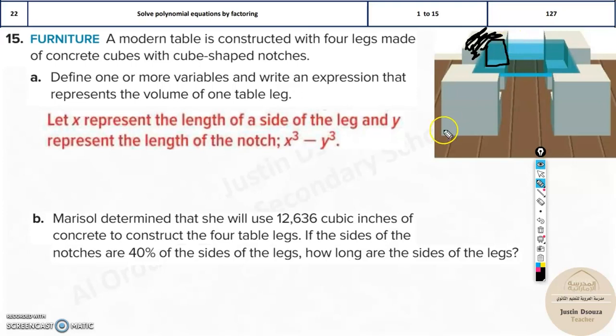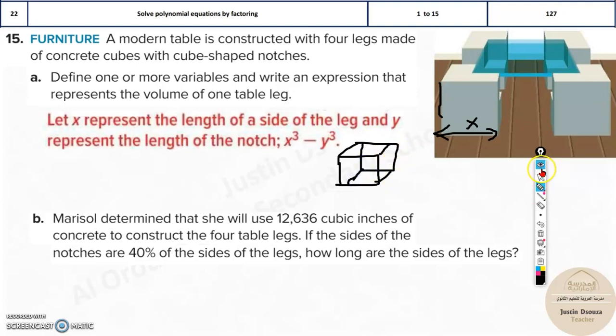So how do you write it in different variables? Take a length, for example this one, and call it x for the concrete cube. Because it's a cube, all the dimensions are the same. What does cube mean? Cube means all the sides are the same, right? So the dimensions are the same.